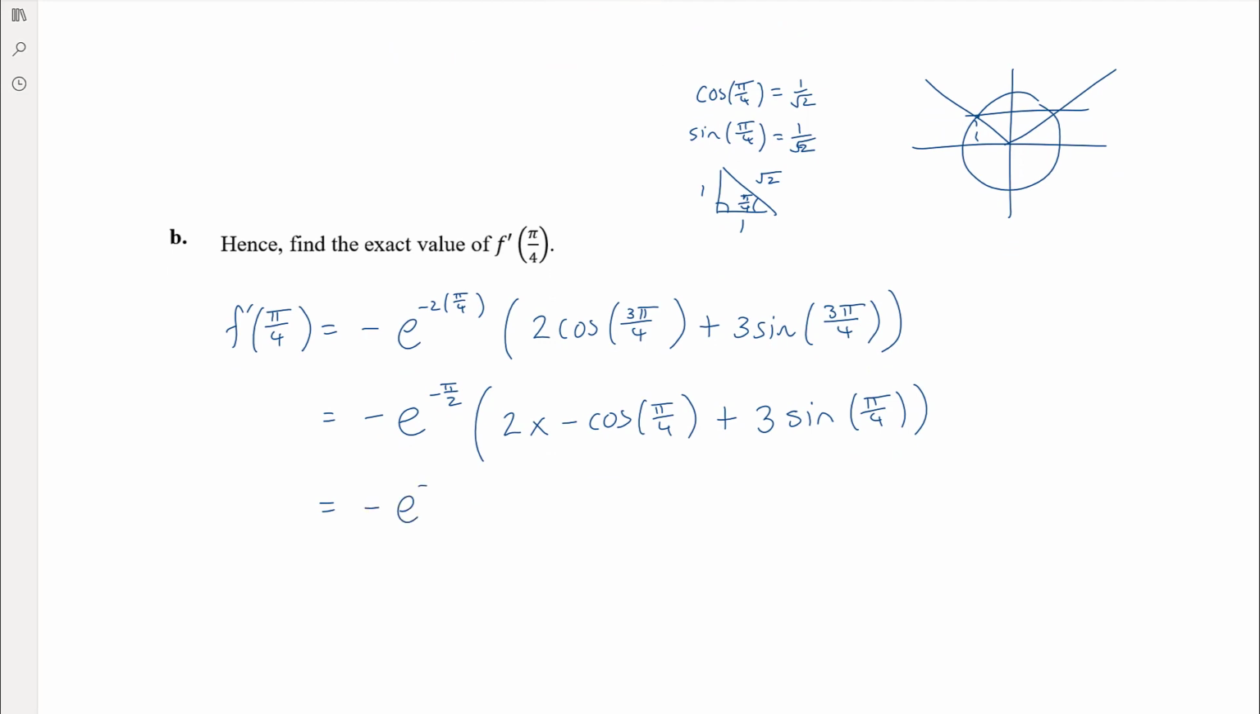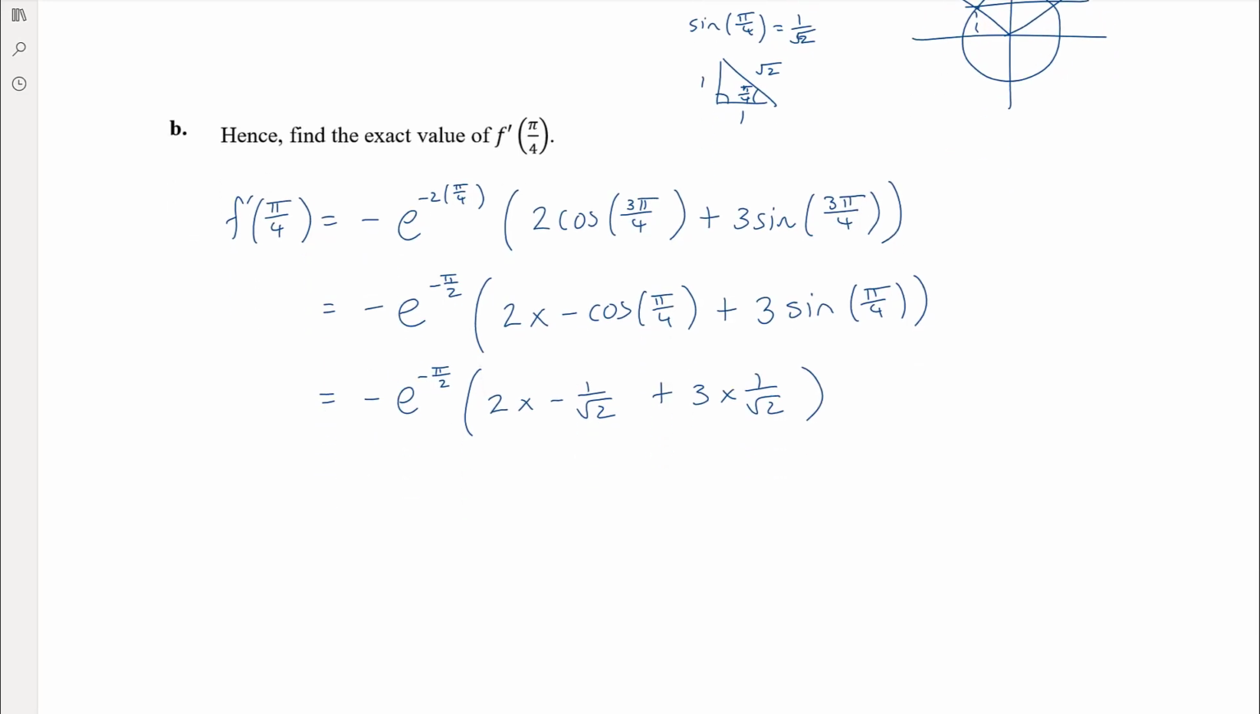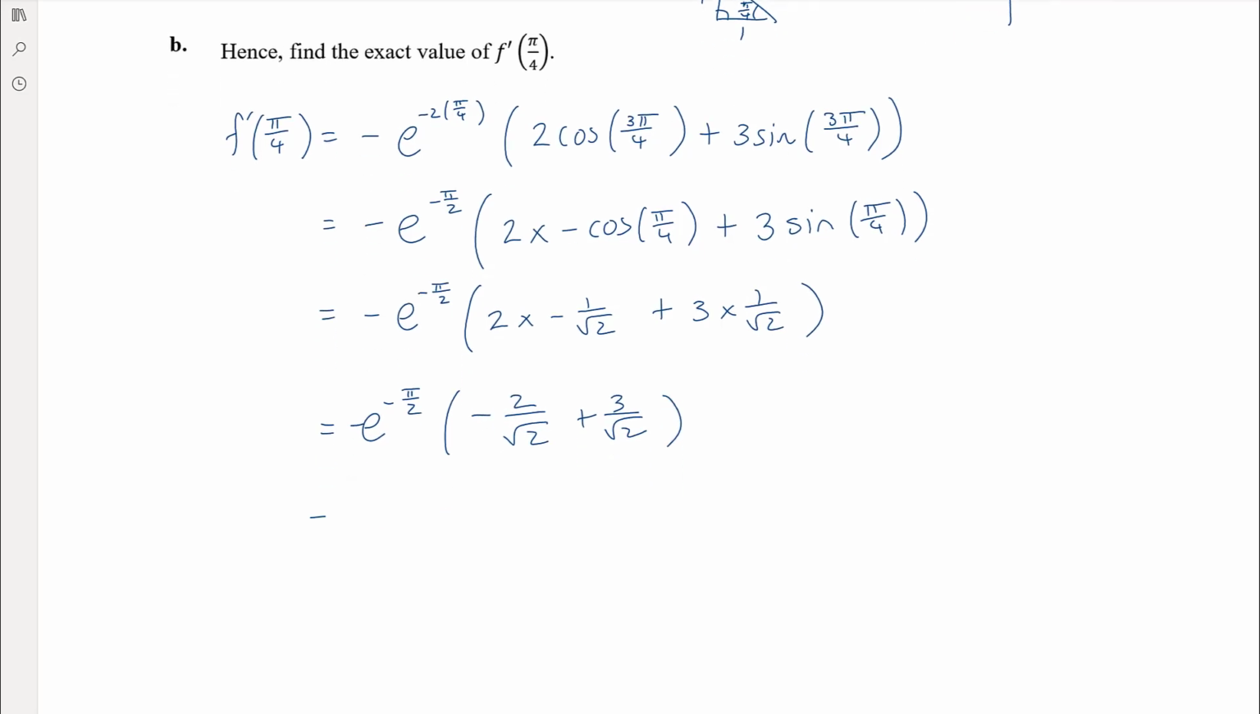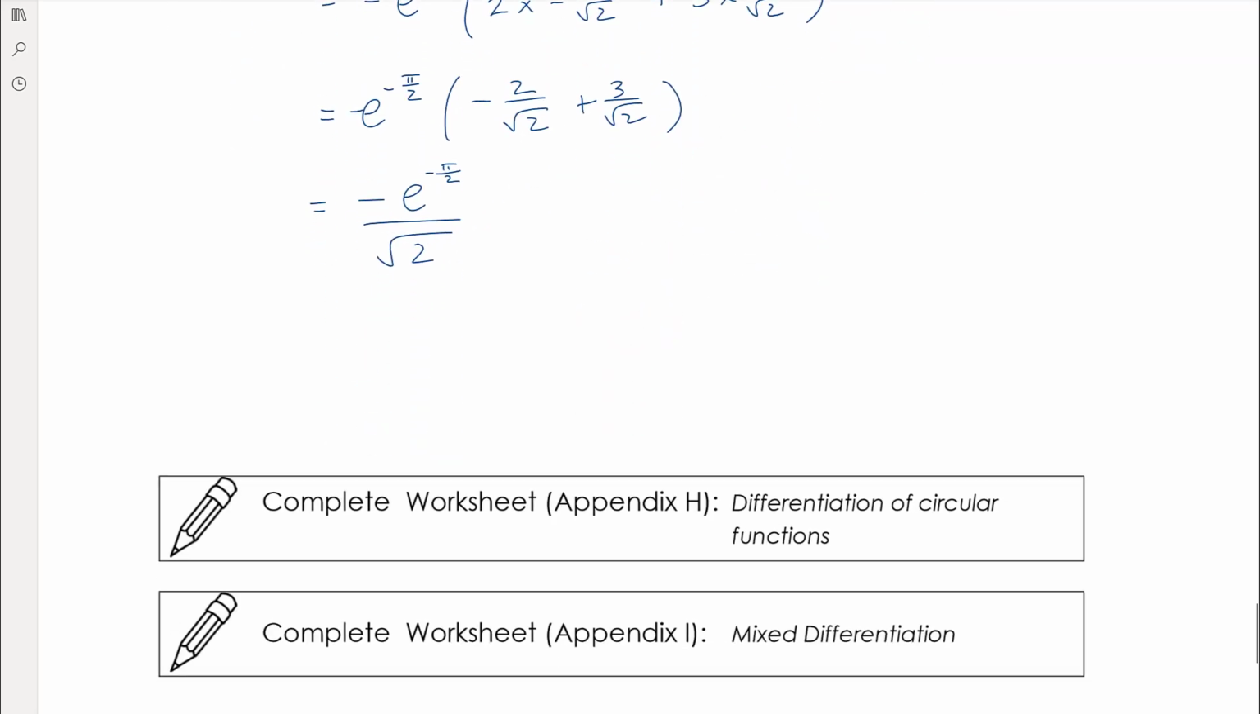Alright, so we've got minus e to the minus pi on 2, then we've got 2 times negative 1 on root 2, plus 3 times 1 on root 2. Okay, so negative e to the negative pi on 2, and we've got negative 2 on root 2 plus 3 on root 2. So that is going to be positive 1 on root 2. So we've got negative e to the negative pi on 2, all on root 2. And you could rationalise that if you want, so it'd be negative root 2 e to the negative pi on 2 over 2, but there's no need to rationalise, so that's fine as it is.